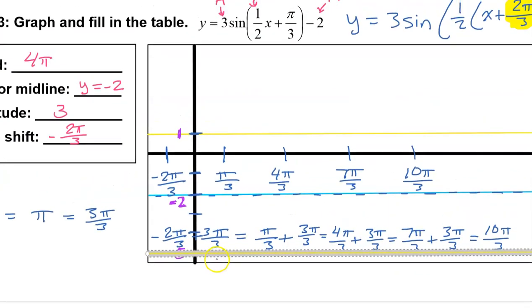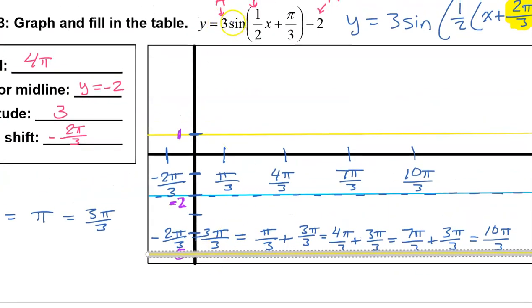Okay, we are graphing the sine function. Always start at the phase shift. That's why we made our first mark at -2 pi over 3. We have memorized that the sine function begins at the midline. So my first dot will go right here on the midline at -2 pi over 3. A quarter period later, the sine function always rises to its highest value.